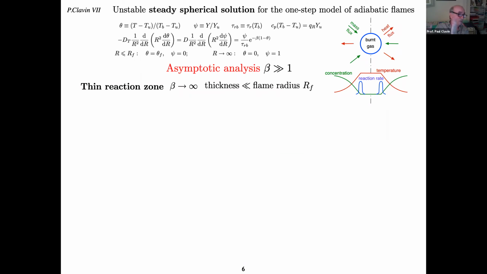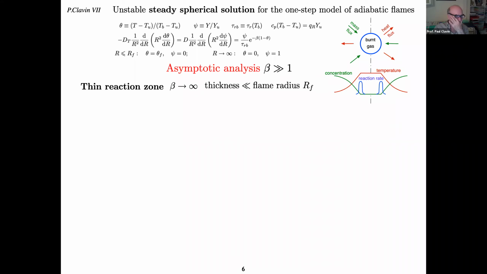So here is the equation, and now you are not looking for the flame velocity because there is no flame velocity. The flame is steady. But what is important to find out is the radius. What is the radius of this solution? So instead of looking for a propagation velocity, you are going to look for a radius of the solution.